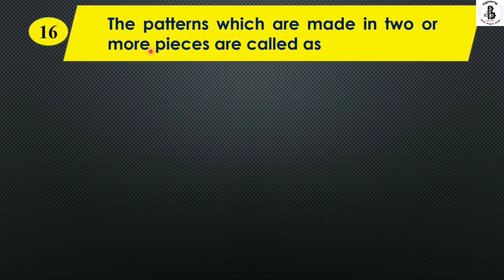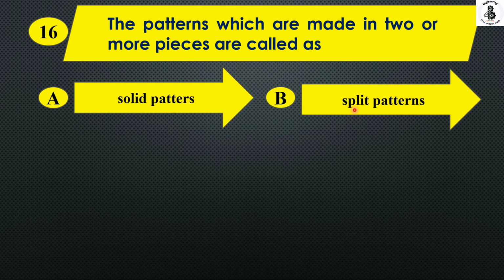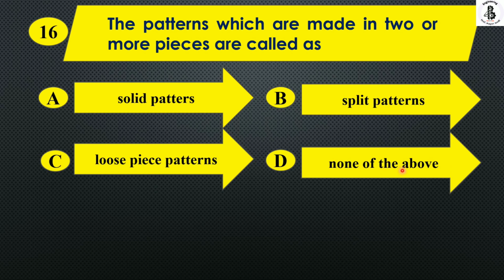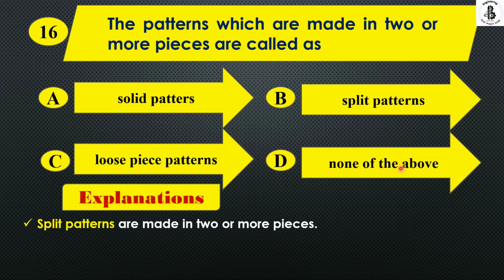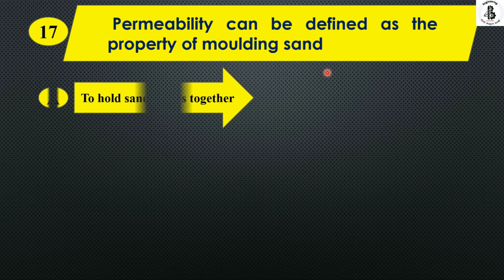The next, the patterns which are made in two or more pieces are called as? Option A, solid patterns. Option B, split patterns. Option C, loose piece patterns. And none of the above. So basically split patterns are made in two or more pieces. So option B.